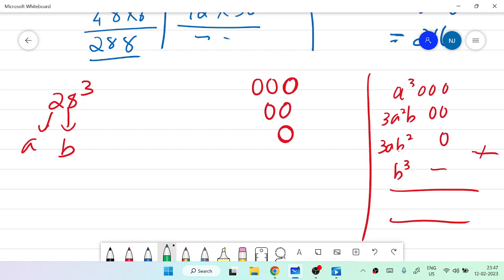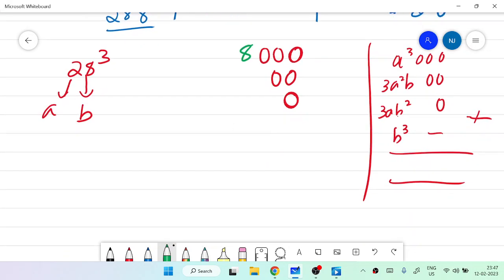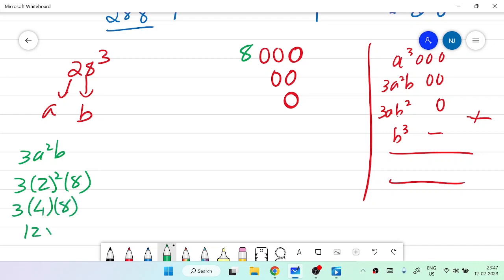The first thing is a cube. A cube is 2 cube. 2 cube is 2 2s are 4, 4 2s are 8. Okay, and then I have to find 3a square b. 3a square b. 3 into 2 square into b is 8. 3 into 2 square is 4 into 8. 4 3s are 12. 12 into 8. 8 2s are 16. 1. 8 1s are 8. 9. 96 will come. So here you have to put 96.